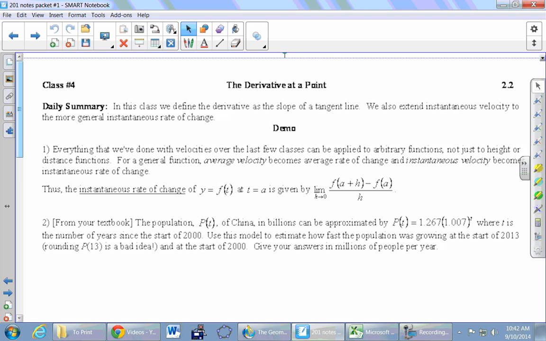For a general function, average velocity equals average rate of change, velocity.